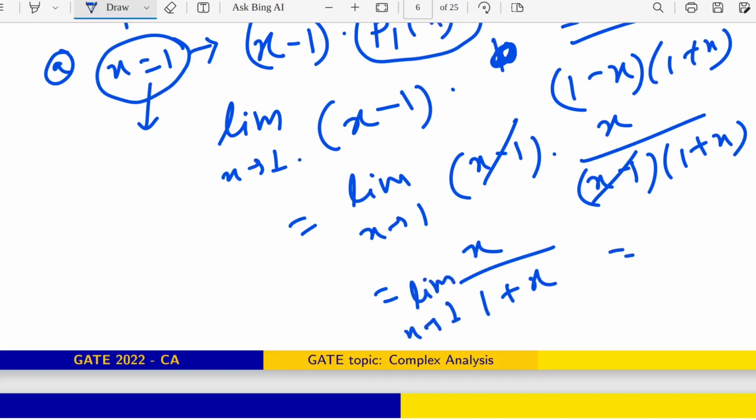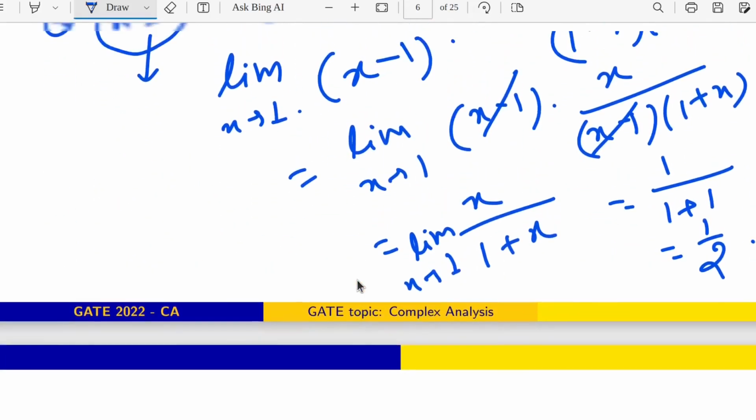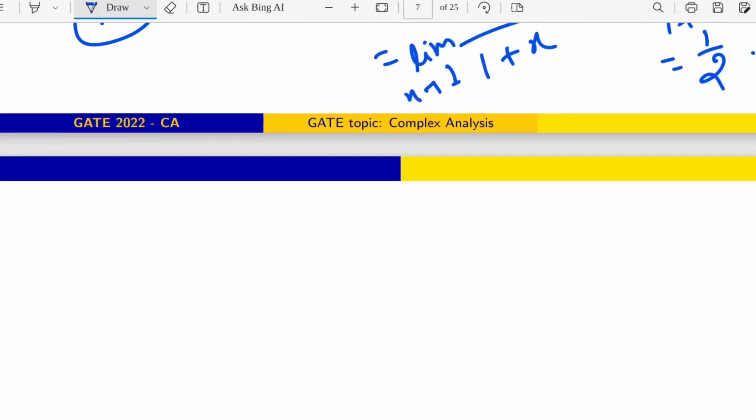So what will be the value here? 1 divided by 1 plus 1, which is nothing but 1 by 2, and 1 by 2 is a finite number. So that means we can have a pole at x equal to 1 for P1x of order 1. The pole order is 1, so whatever the first condition was, it is true for the x equal to 1 point. Now coming to the x equal to minus 1 point.